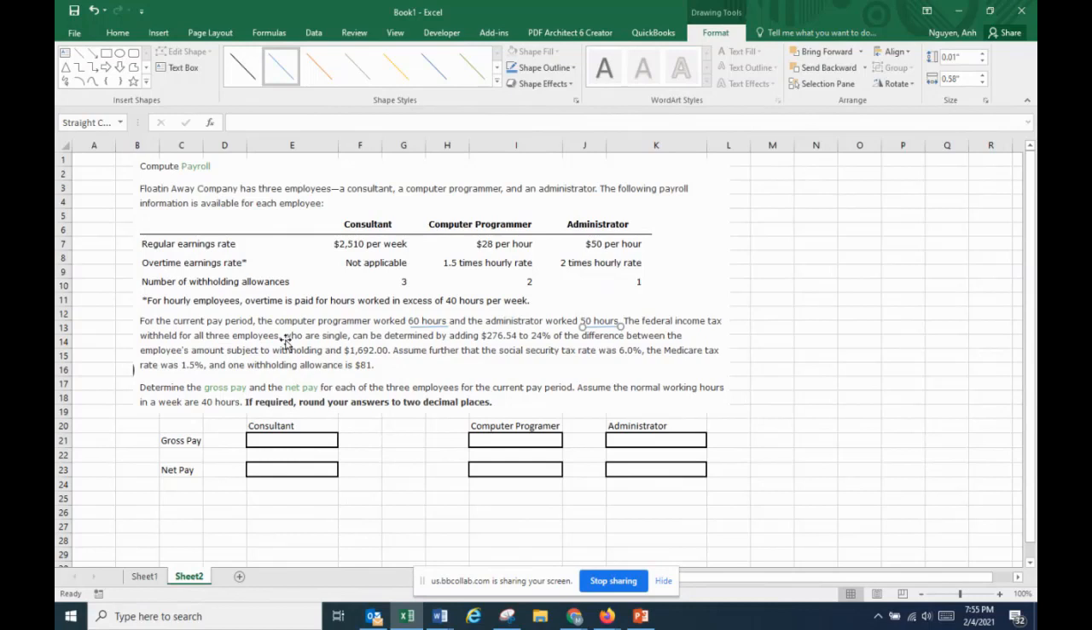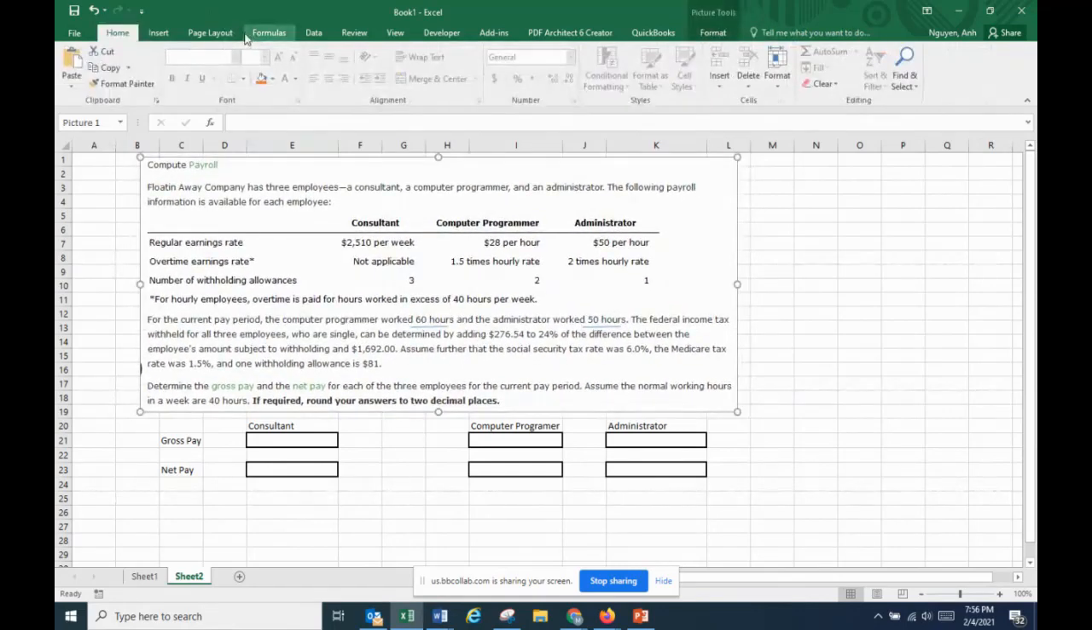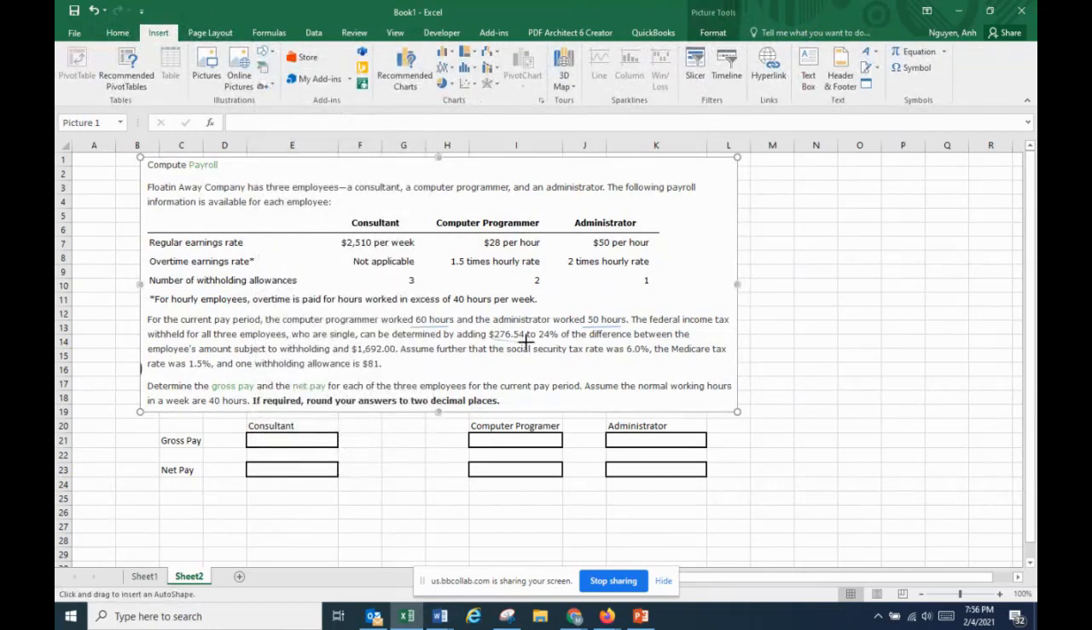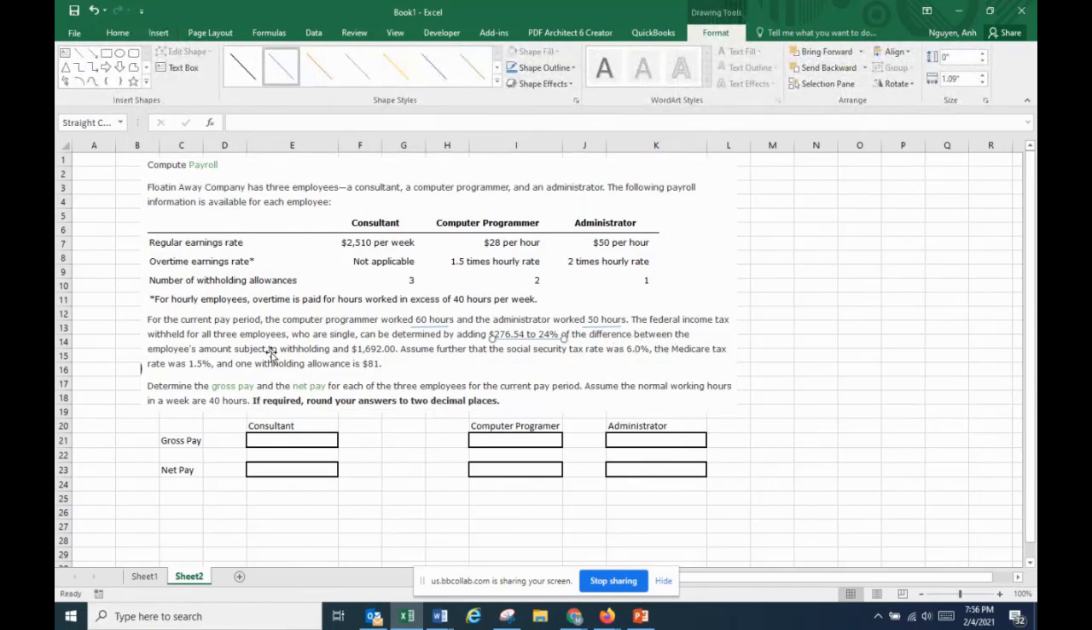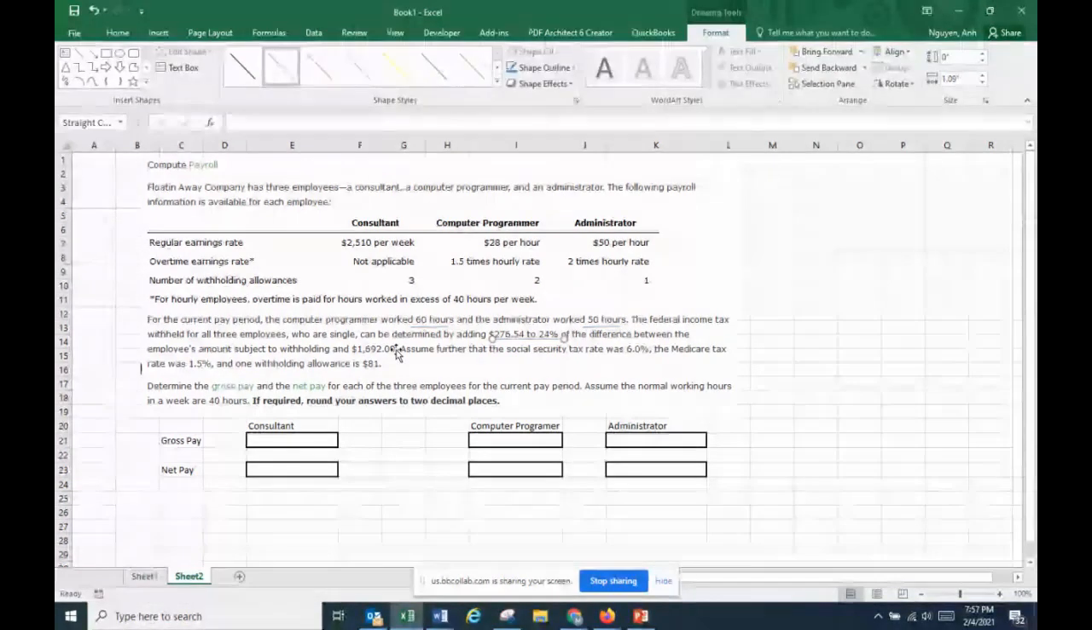The federal income tax withheld for all three employees, who are all single, can be determined by adding 276.54 to 24% of the difference between the employee's amount subject to withholding and 1692. Okay, so this one sentence is the same thing as what you would do if you look up the tax bracket withholding table. That's what it's saying.